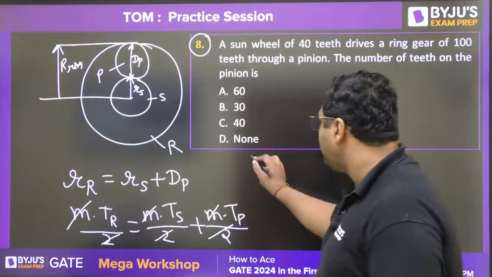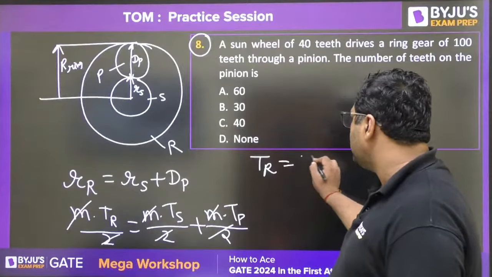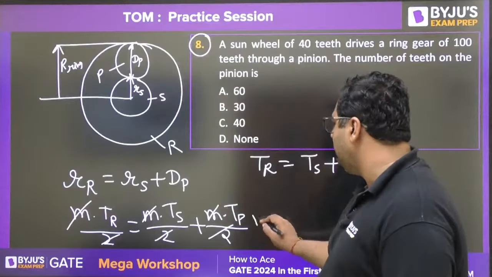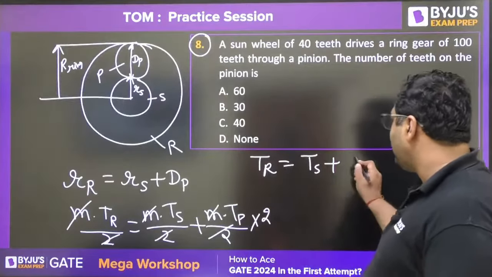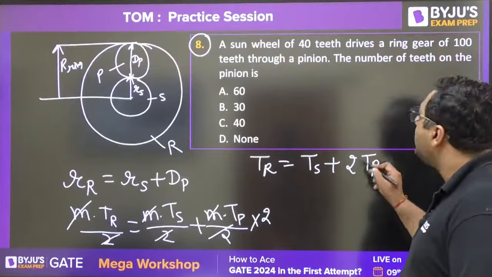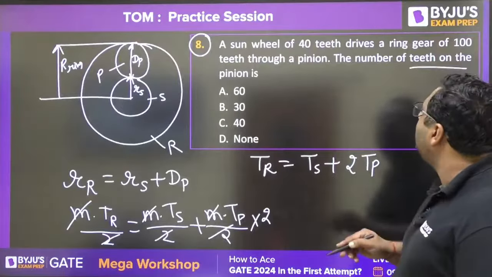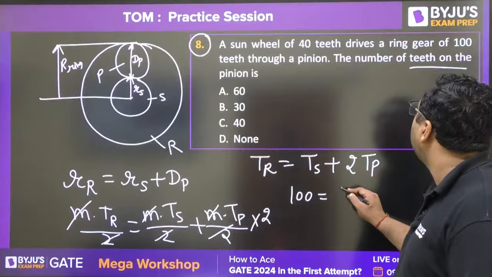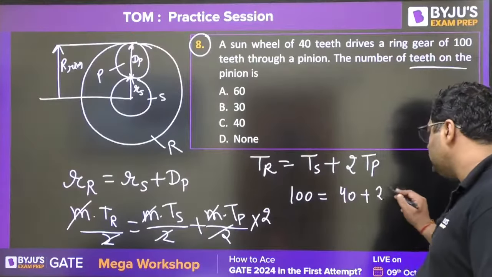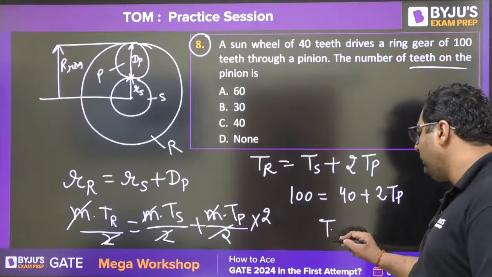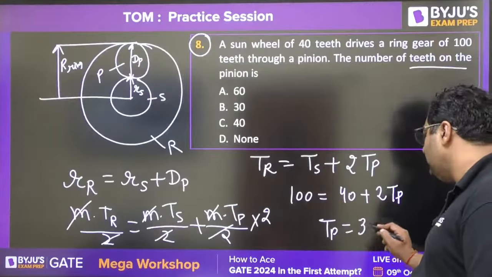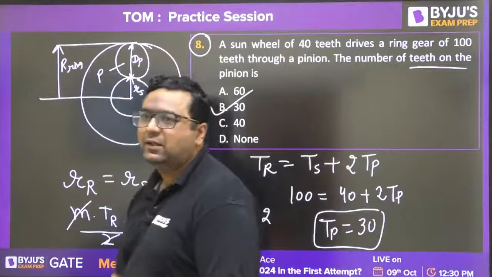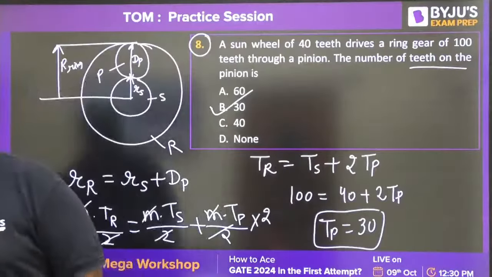So you can write the number of teeth in the ring gear is equal to the number of teeth in the sun plus, since it is the diameter now, 2 times the teeth in the pinion. You need to find out the teeth on the pinion. It is given 100 is equal to 40 plus 2 times T of pinion. So T of pinion will come out to be 30. So guys, you can solve this without a calculator. In HPCL, this type of question will be coming.